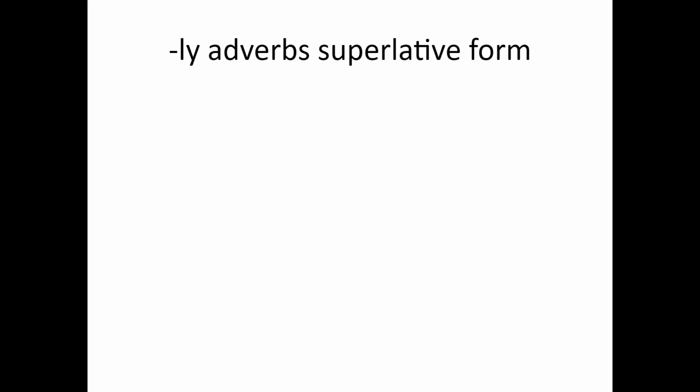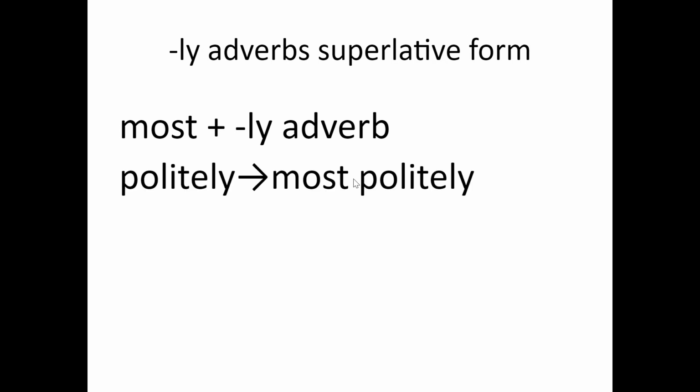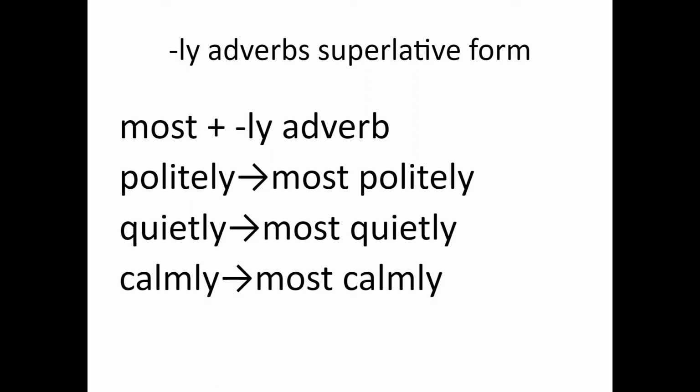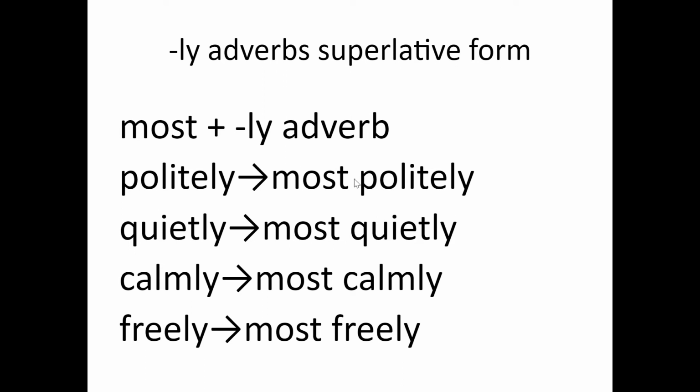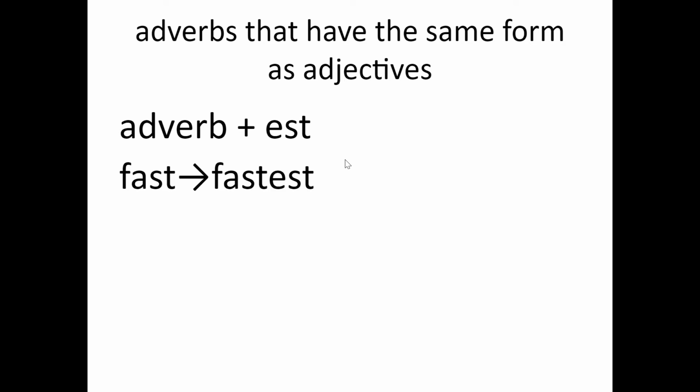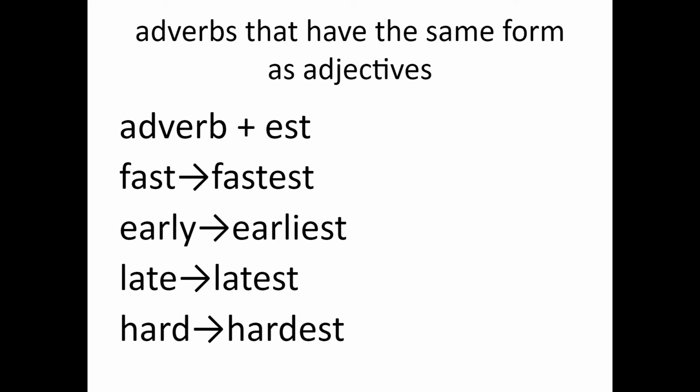Now, the superlative forms. For ly adverbs, the superlative form is formed by most plus the ly adverb. So politely, most politely, quietly, most quietly, calmly, most calmly, freely, most freely, etc. For adverbs that have the same form as the adjective forms, it would be formed the same way as a superlative adjective. The adverb form plus the est. So fast, fastest, early, earliest, late, latest, hard, hardest.